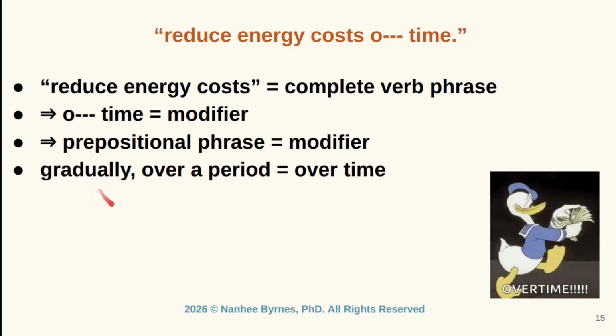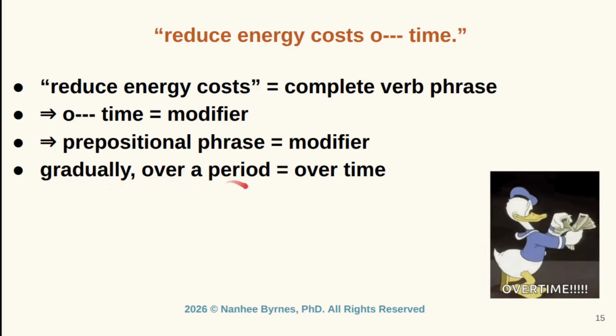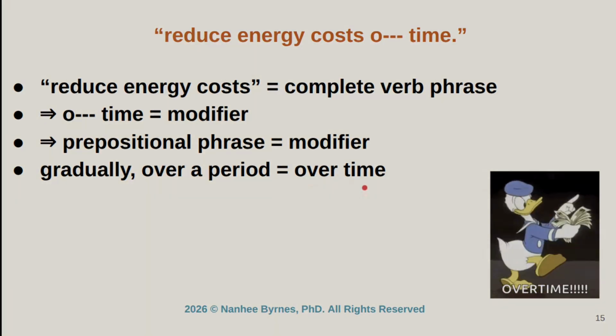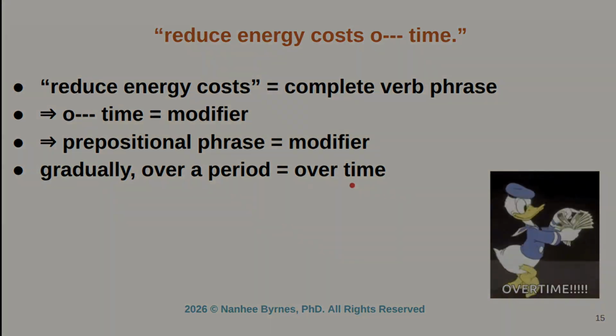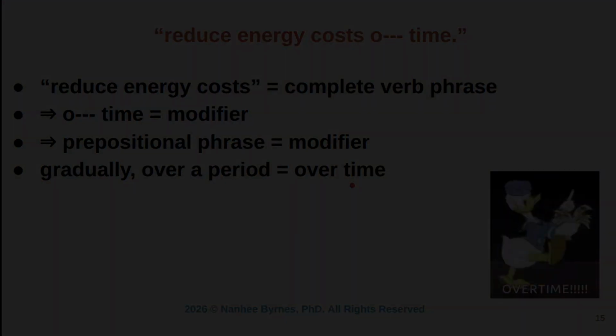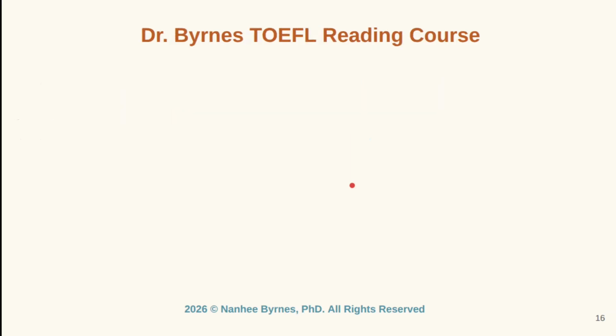Next, consider the meaning. The sentence explains that solar panels lower energy costs gradually, over a period, not instantly. The prepositional phrase over time indicates duration or progression. So the correct word is over.